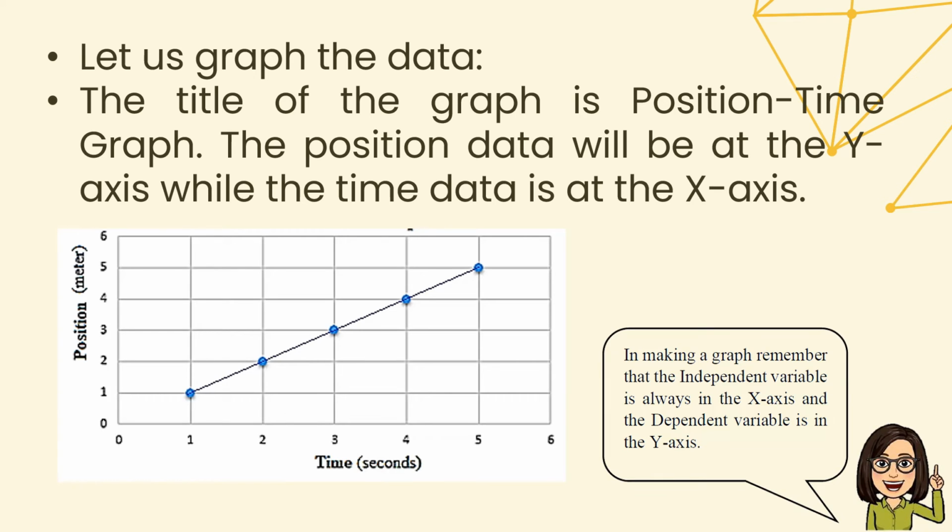The position time graph shows a straight diagonal line, which means that the motion of the man is constant, going to the right or to the east, and the speed is equivalent to 1 meter per second.